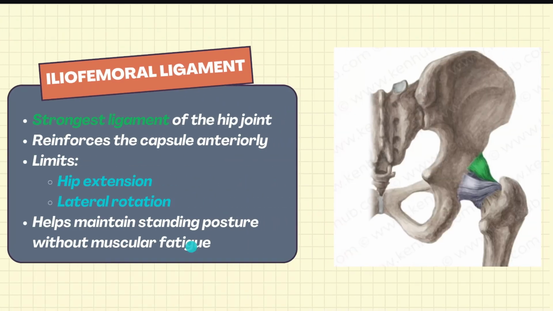Okay, now coming to the ligaments of the hip and the femur, you could say. Starting off, you have the iliofemoral ligament. The iliofemoral ligament is the strongest ligament of the hip joint, and it limits two specific movements: hip extension and lateral rotation. And this ligament is what helps us stand and maintain posture without any muscular fatigue, without us getting tired. It's going to keep holding us. That's why it's the strongest ligament.